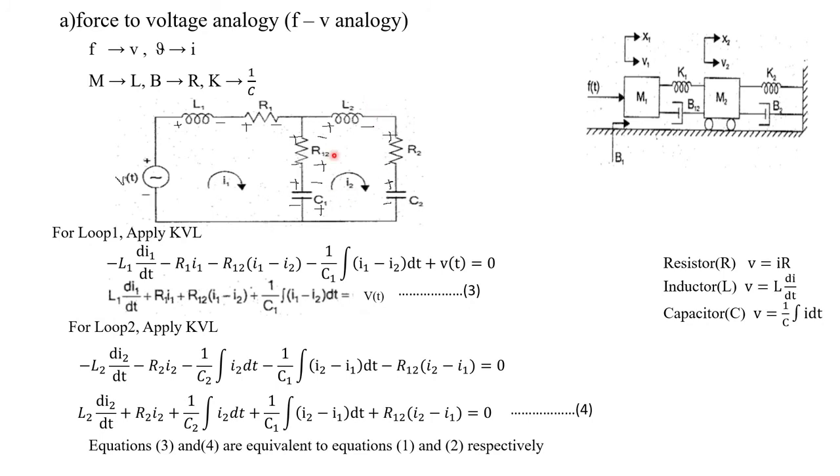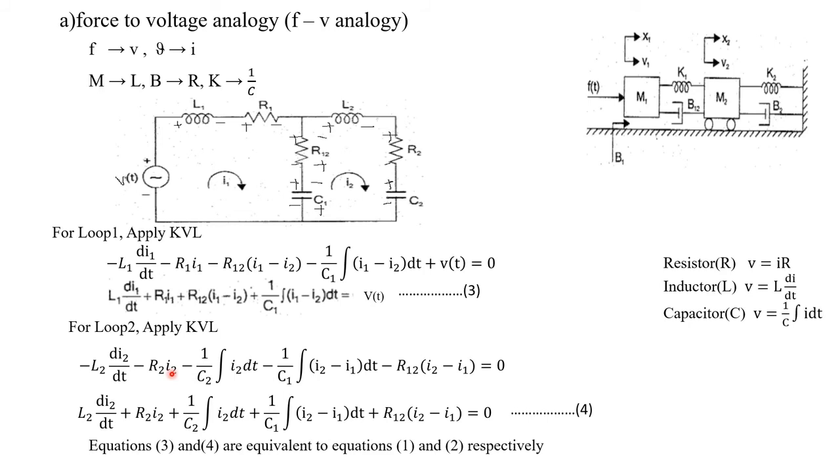Now for this loop 2, we are going to apply Kirchhoff's voltage law. If you are starting from this point, going from plus to minus, it will be minus. What about the voltage drop across the inductor? L into di by dt, so here it will be L2 into di2 divided by dt. What about the next element? Resistor: plus to minus will be minus. The voltage drop across the resistor will be I into R, so R2 into I2. I2 is the only current flowing through this R2.